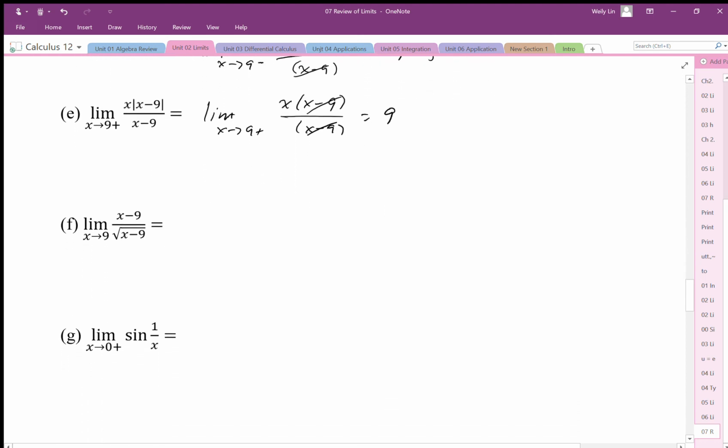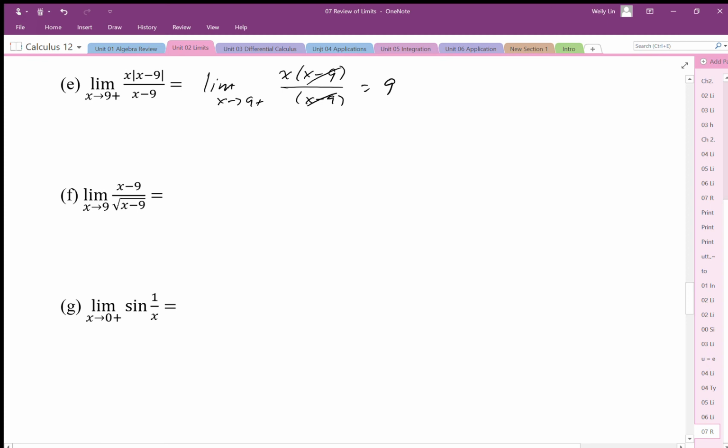So let's try this one here. Well, we're going to get 0 over 0 again. So we can actually express the numerator this way: square root x minus 9 times square root x plus 9, because x minus 9 is equal to that product. Well, we can cancel out one of those square roots on top and bottom, and then just plug in our 9, because we don't have a divide by 0. So there it is, our limit is equal to 0.